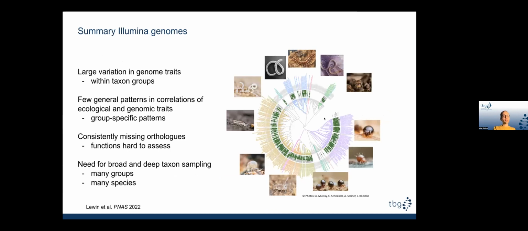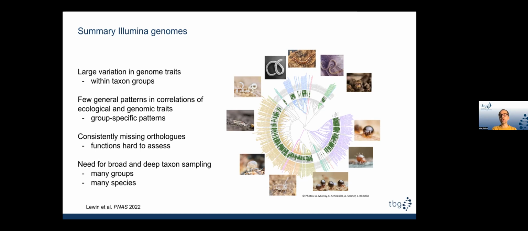All right, so to quickly sum up what we have so far with the Illumina genomes. We see large variation in genome traits within the taxon groups, but also across the taxon groups. We find only a few general patterns in genomic and ecological traits, but there are quite a lot of group-specific patterns. We find consistently missing orthologs, but we don't really know what those orthologs are doing. And altogether, in my opinion, this is calling for a need for broad and deep taxonomic sampling when somebody wants to perform comparative genomics.